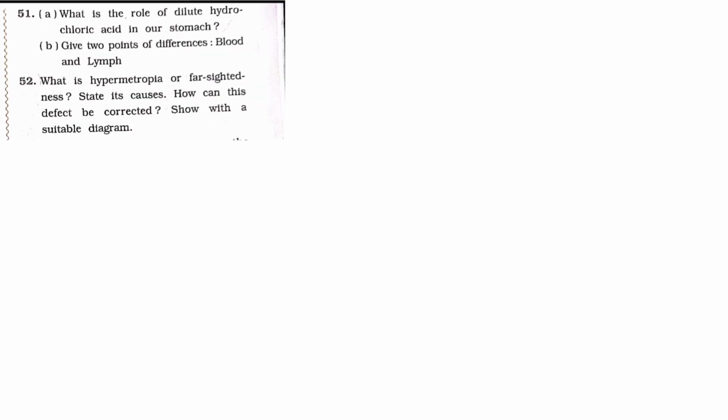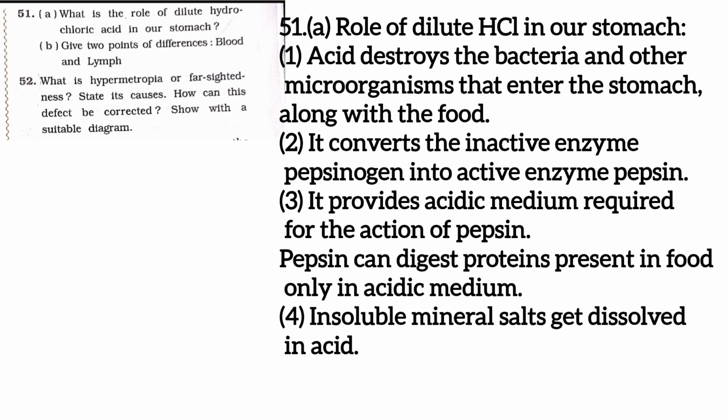Question number 51a. What is the role of dilute hydrochloric acid in our stomach? Answer. Number 1. Acid destroys the bacteria and other microorganisms that enter the stomach along with the food. Number 2. It converts the inactive enzyme pepsinogen into active enzyme pepsin. Number 3. It provides acidic medium required for the action of pepsin. Pepsin can digest proteins present in food only in acidic medium. Number 4. Insoluble mineral salts get dissolved in acid.